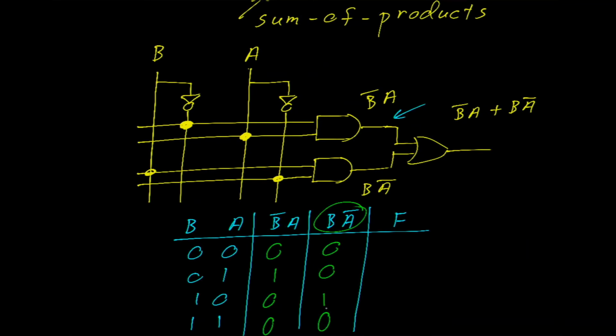And now we're looking for F, and we know that F is B not A or B A not. So that's this, which ends up being 0. This would be a 1, and a 0. So it looks like we've come full circle and we've explored the exclusive OR gate in multiple different ways.